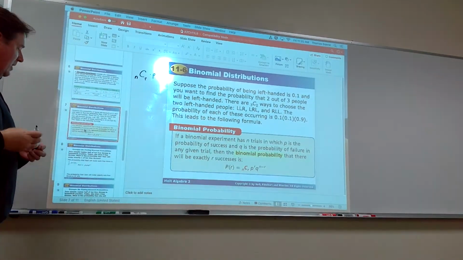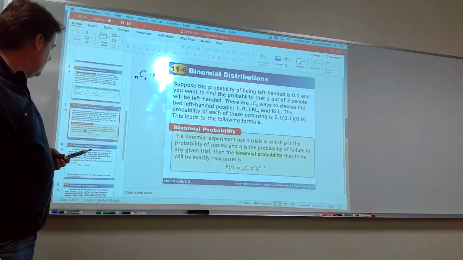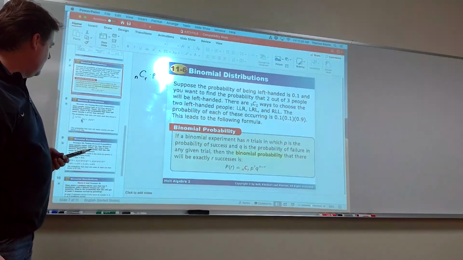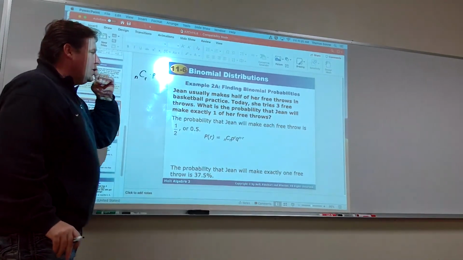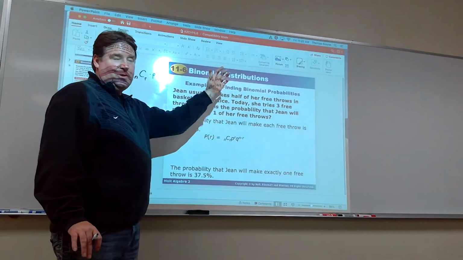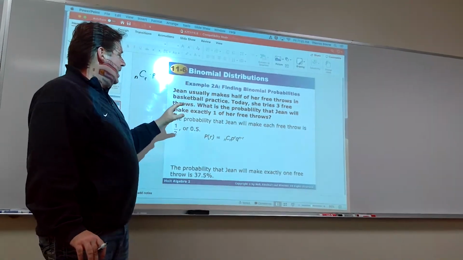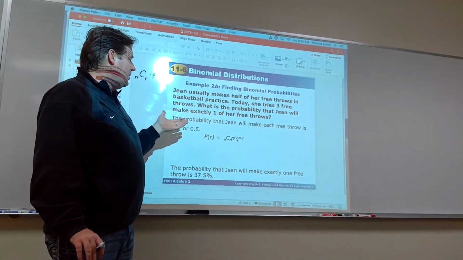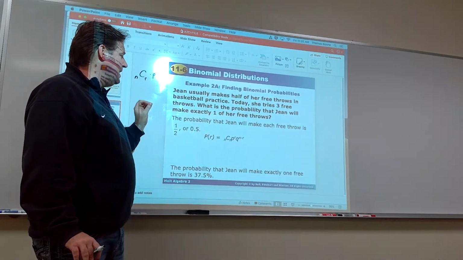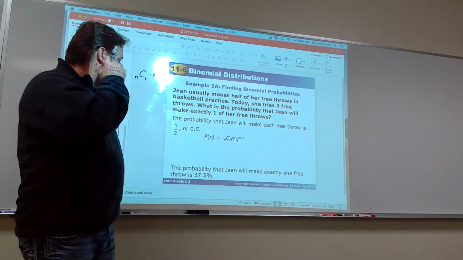So let's kind of look at an example here. I think this will make a little more sense if we look at a specific example. All right, so G usually makes half of her free throws. So she's a 50% free throw shooter. All right, in practice today she's going to try 3 free throws. What's the probability that she's going to make exactly 1 of her free throws?